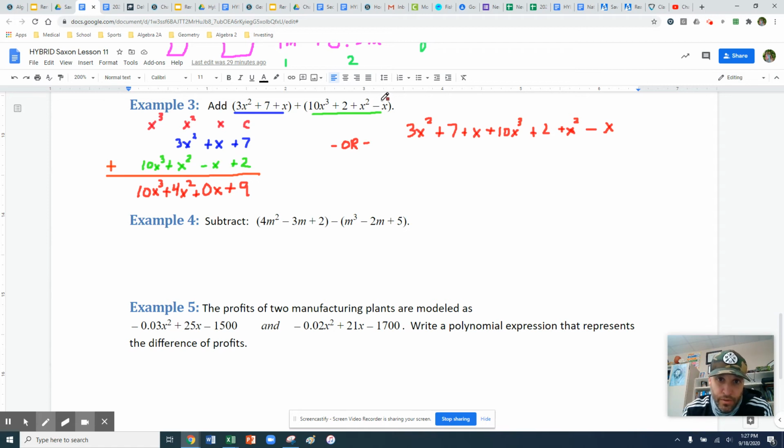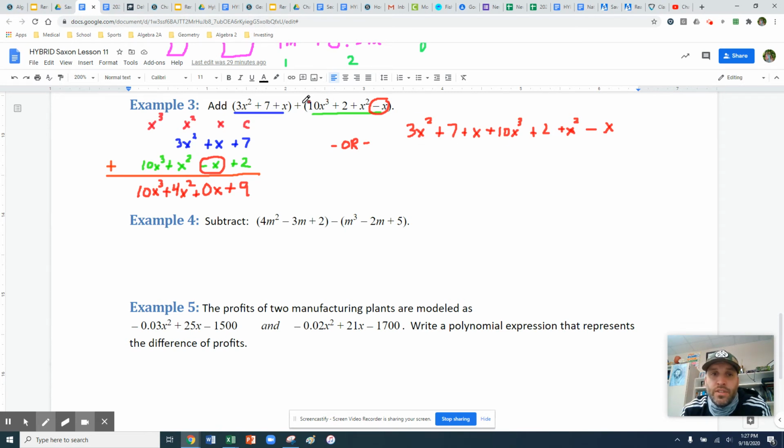Just be careful, like for this subtract x right here, I have to make sure I count that x as negative in my problem as I add them up vertically. The second way we can do it is just to combine like terms. So here I've listed out all the terms.